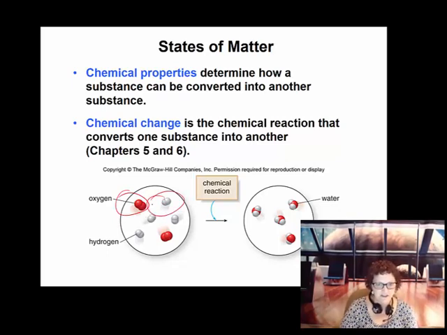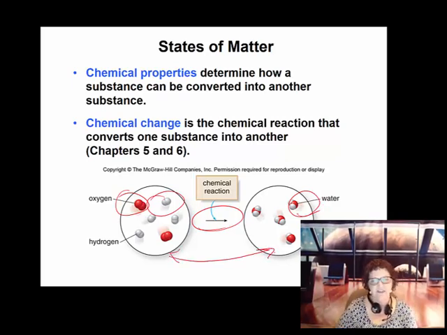They're separate things, and then I react them. When I put them together, I still have hydrogens and oxygens, but now they're recombined to form water. So since I changed it from one thing to another, that caused it to be a chemical change.